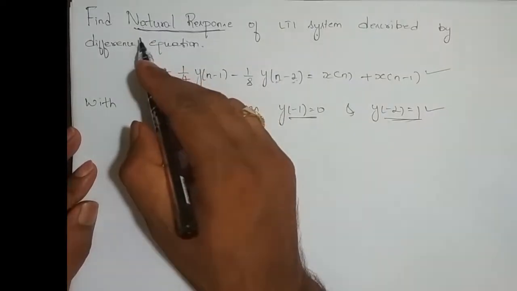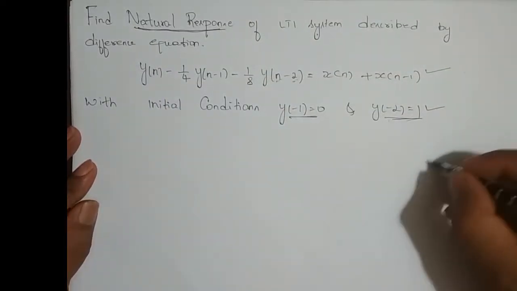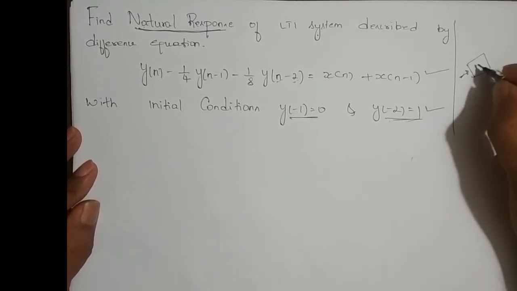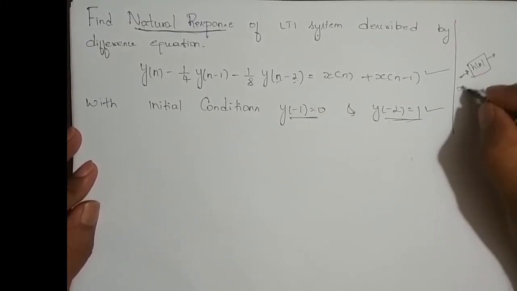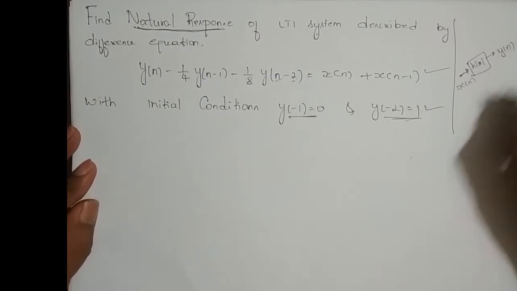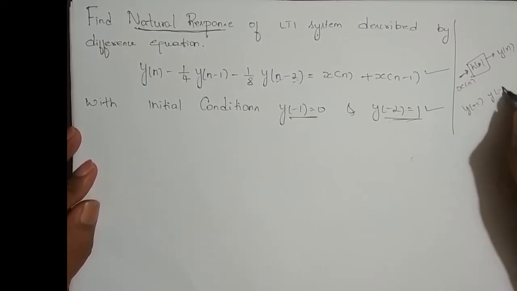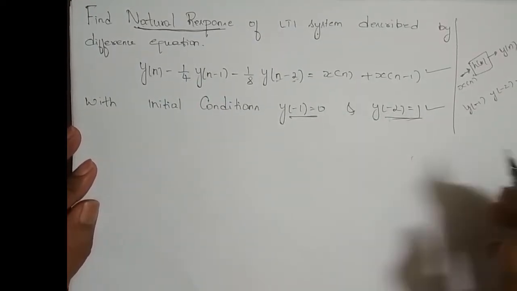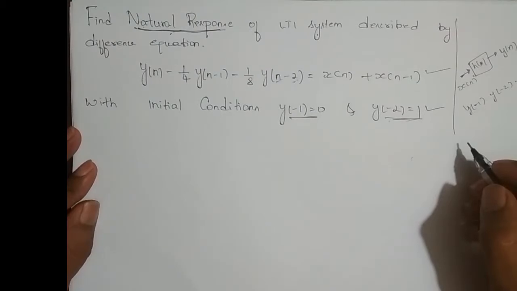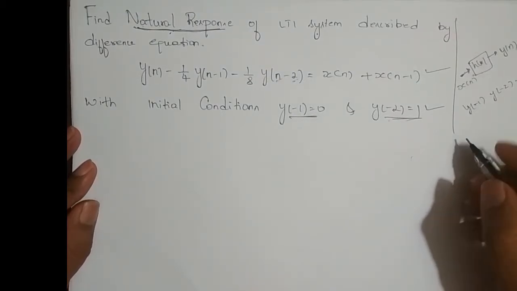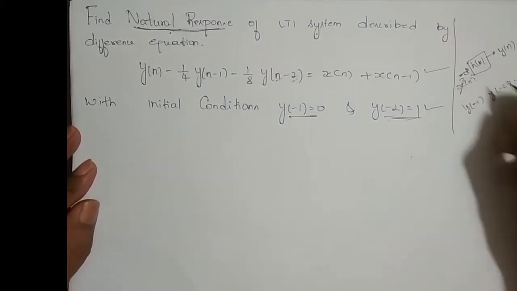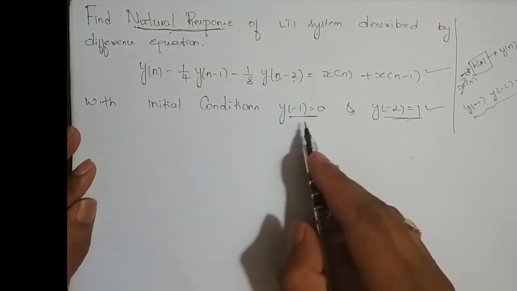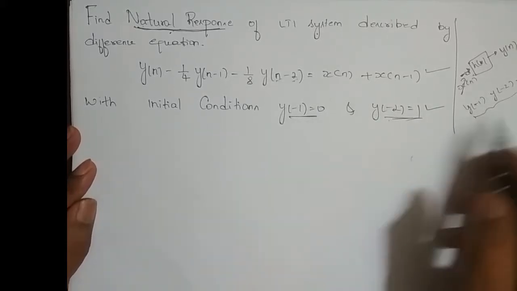Now, what do we mean by finding the natural response of a system? We discussed it in the previous video. If I have a system with impulse response h of n, input x of n and output y of n, and we have the initial conditions y of -1, y of -2 and so on, then finding the natural response is nothing but this: I have to make the input equal to 0, whereas I have to consider the initial conditions. In our case, they have given us the initial conditions, so we can make use of them.